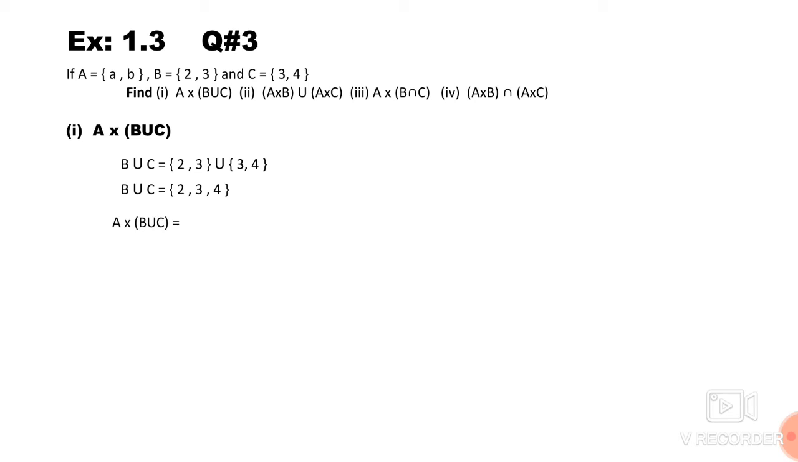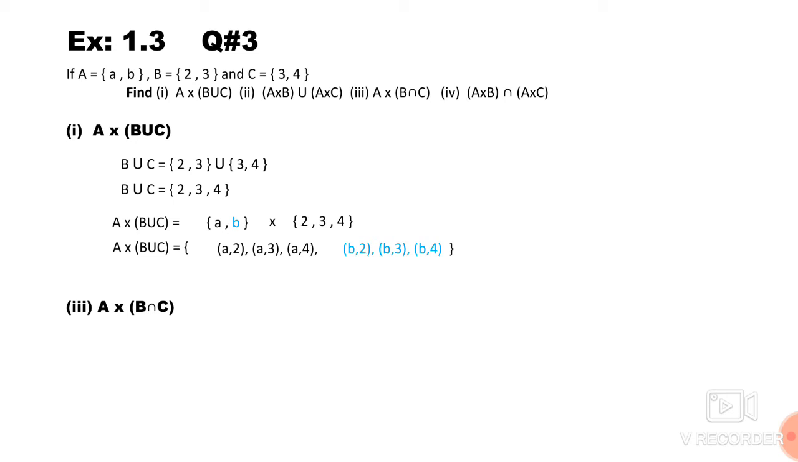Now find the Cartesian product. Set A is a, b and the set B union C has 2, 3 and 4. Okay, to find the Cartesian product, we have to make the pairs. Now, start making the pairs. We will make the pairs of a with 2, 3 and 4. So (a,2), (a,3), (a,4). Now, we will make the pairs of b with 2, 3 and 4. So (b,2), (b,3) and (b,4). This is, we have got A cross B union C. Part 1 is done.